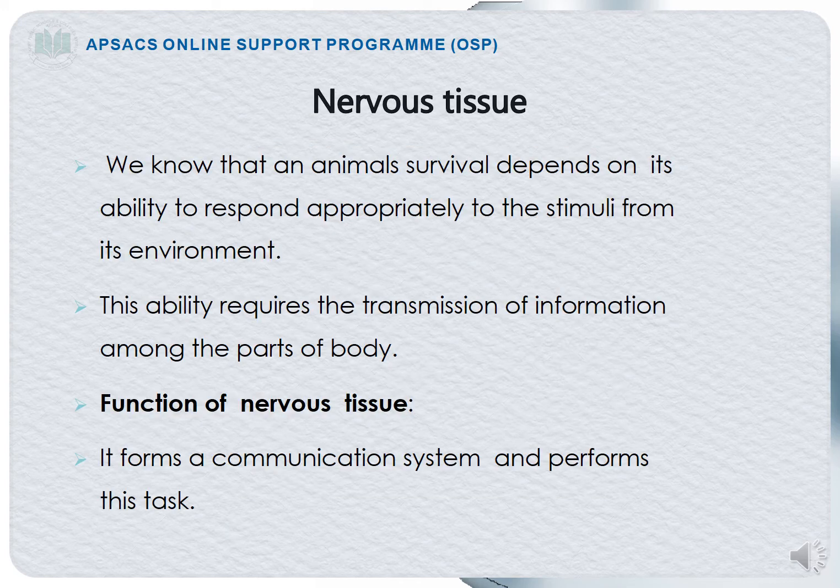Nervous tissue. We know that an animal's survival depends on its ability to respond appropriately to the stimuli from its environment. This ability requires the transmission of information among the body parts. It means that we have nerves inside our body, right? If we touch a hot body or a hot vessel, we directly withdraw our hand. Why do we withdraw our hand?